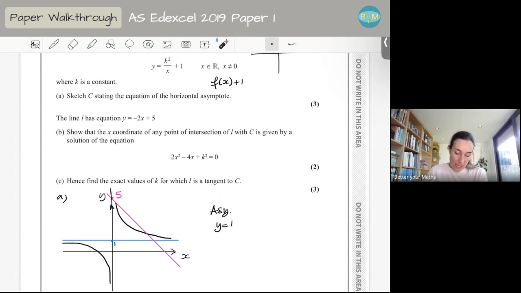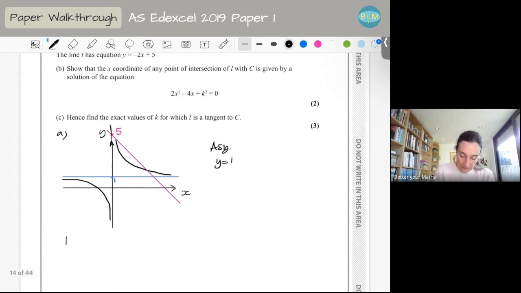And it says that the x-coordinate of any point of intersection of L with C is given by a solution to this equation. We did a very similar question at the beginning. Intersection between two lines, we are going to solve simultaneous equations. In this case, our two lines are not both straight lines. One is, the other is not. But what we are going to do is the same. We are going to solve simultaneous equations, and you are going to see that we get this expression here.